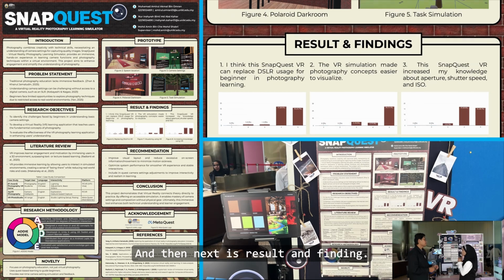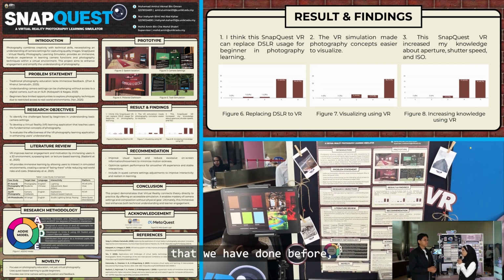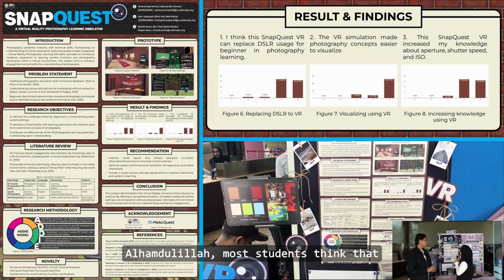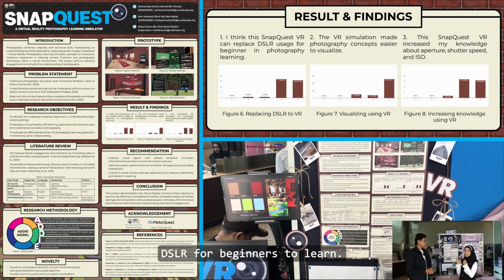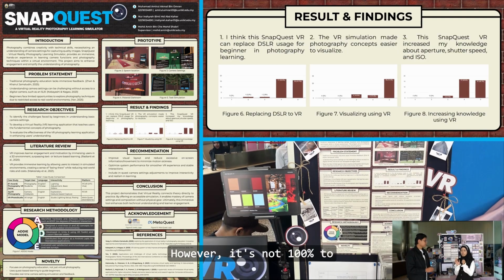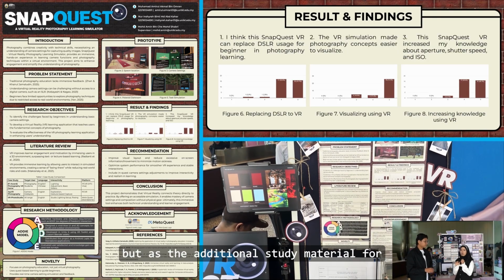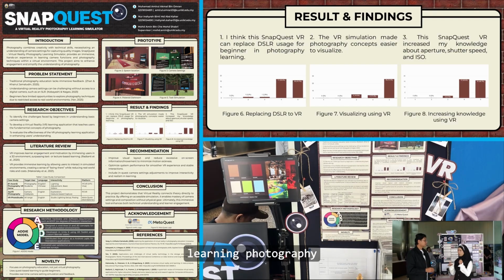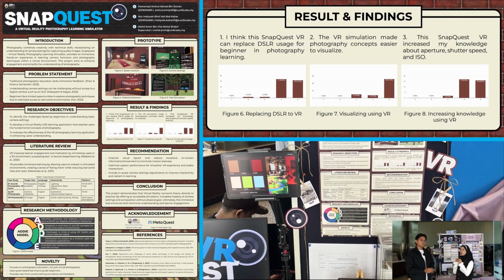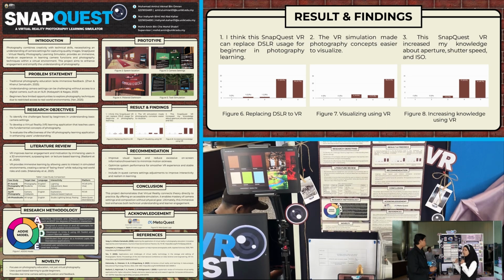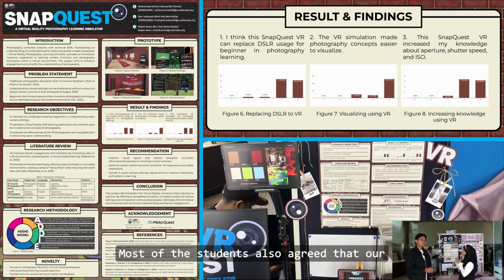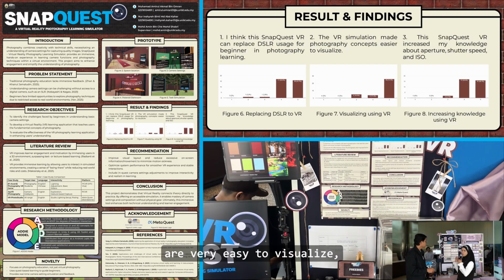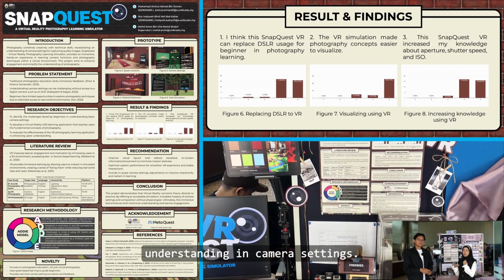And then next are the results and findings. Based on the survey that we have done before, Alhamdulillah, most students think that SnapQuest can replace the DSLR for beginners to learn. However, it's not a 100% replacement for study material, but it serves as additional study material for them to engage in learning photography and to enhance their understanding. We also got positive feedback. Most of the students also agreed that our VR photography simulation is very easy to visualize and can enhance their understanding of camera settings.